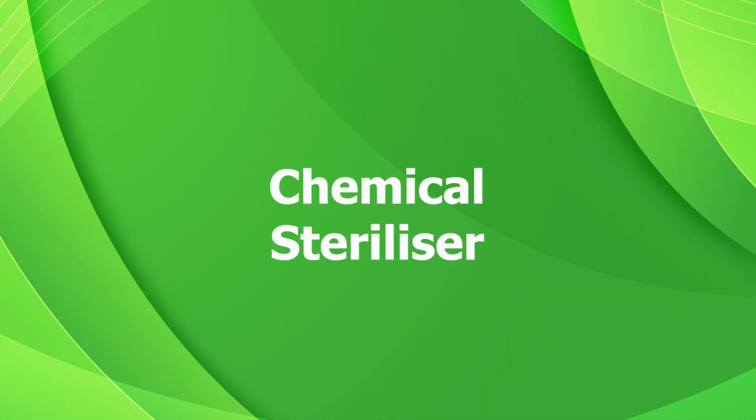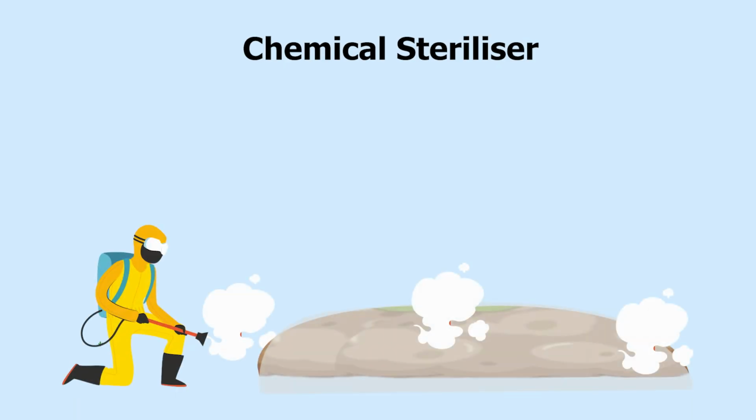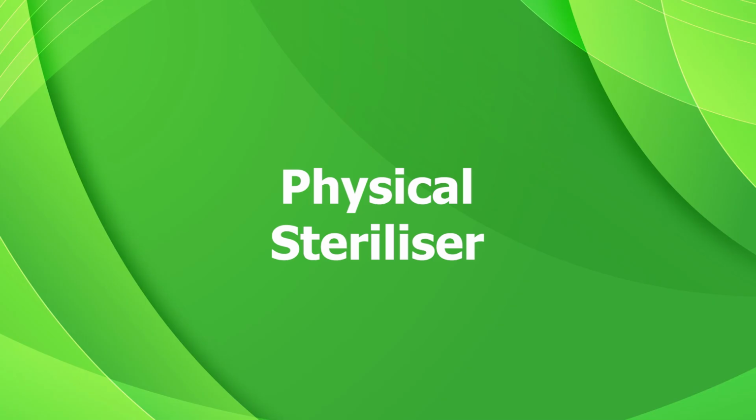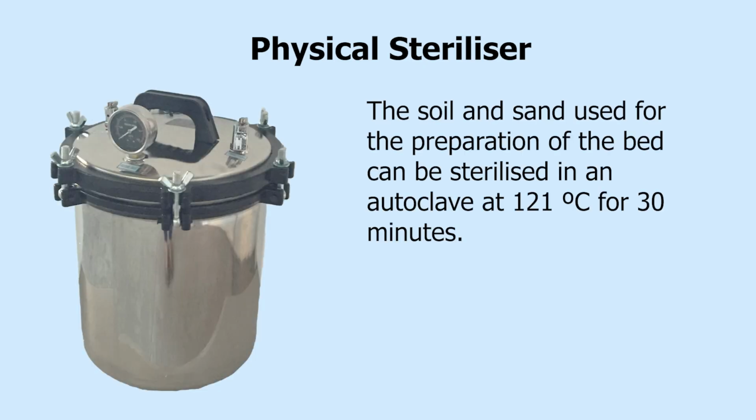These are described as: first one is chemical sterilizer. Fumigants like formaldehyde, methyl bromide and BAPM are used for sterilizing of soil. Second one is physical sterilizer. The soil and sand used for preparing the bed can be sterilized in an autoclave at 121 degrees Celsius for 30 minutes. This will kill almost all weeds and microorganisms present in it.